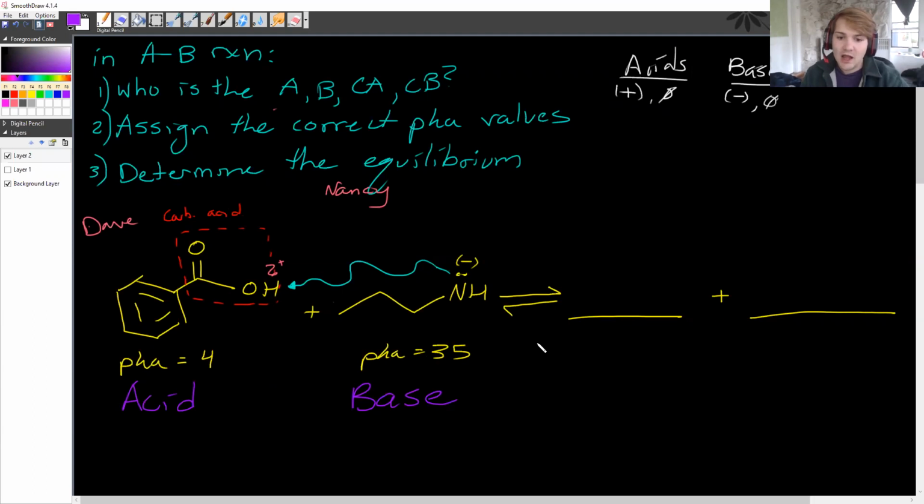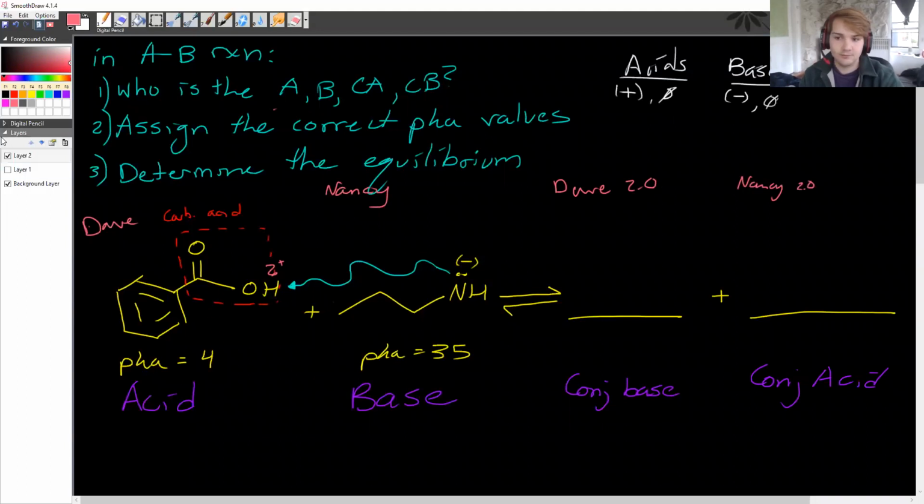Sweet. What I can do is label the other side now, and I can say, okay, if Dave right now is the acid, then his conjugate must be the conjugate base. And I can say the same thing about Nancy. Nancy must be the conjugate acid. And we'll call this Dave 2.0, and we'll call this Nancy 2.0. All right. So we've already completed the first step, finding out who's the acid, who's the base, who's the conjugate acid, and who's the conjugate base. 3 points. Perfect.